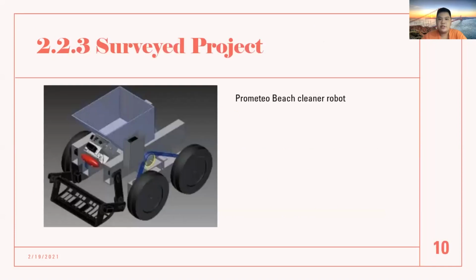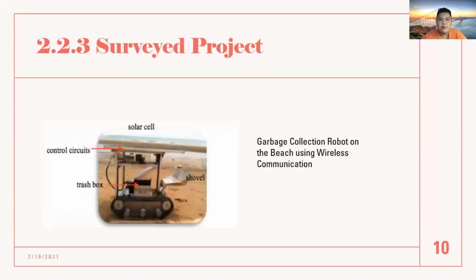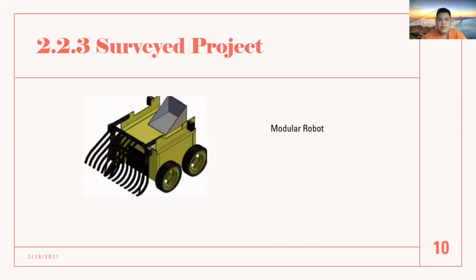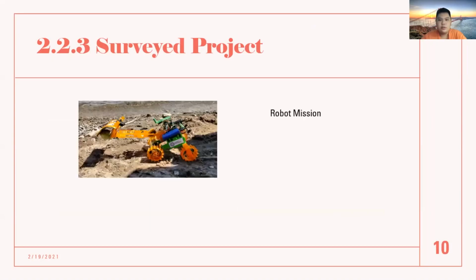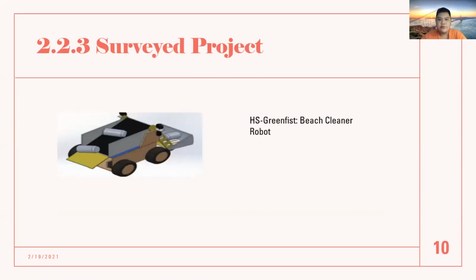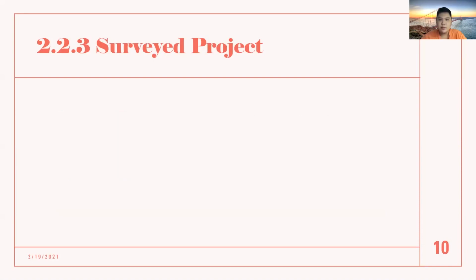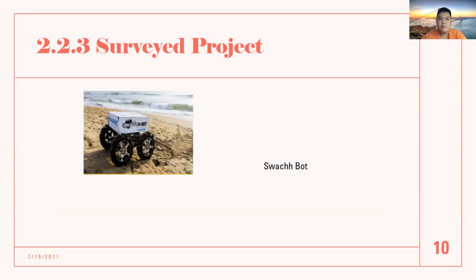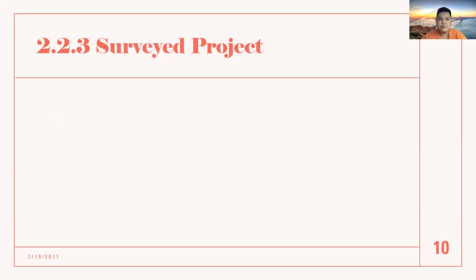Next is the survey project. The first one is the Prometeo beach cleaner robot. The next one is the garbage collector robot on the beach using wireless communication. And this is the modular robot and robot mission, and the HS Greenfish beach cleaner robot. These are the survey projects for our reference to design our beach cleaning machine. And this is a SWOT board of the beach cleaning machine.